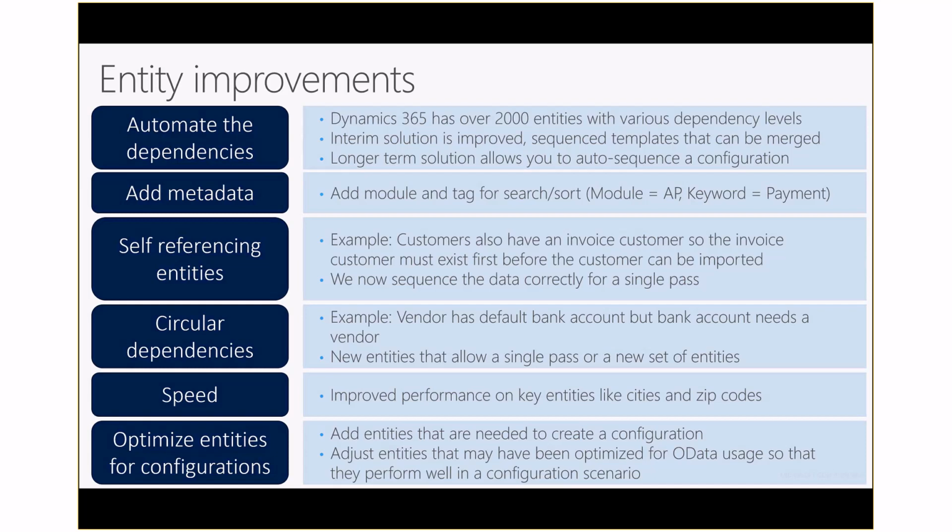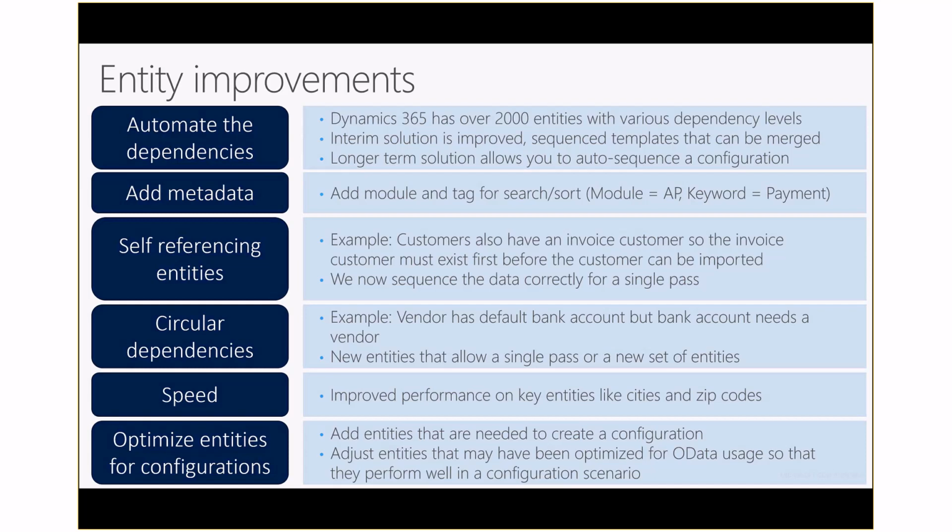Another issue that we had is that we had something called self-referencing entities. A good example is a customer. A customer has a customer number, but a customer also has an invoice customer. If you didn't have that invoice customer already loaded and you tried to load the customer, it would fail because it says, hey, that invoice customer doesn't exist. The only way for you to do that was to do it in 2 passes and load those invoice customers first, or hopefully sort the file in the right order and maybe not make a mistake.